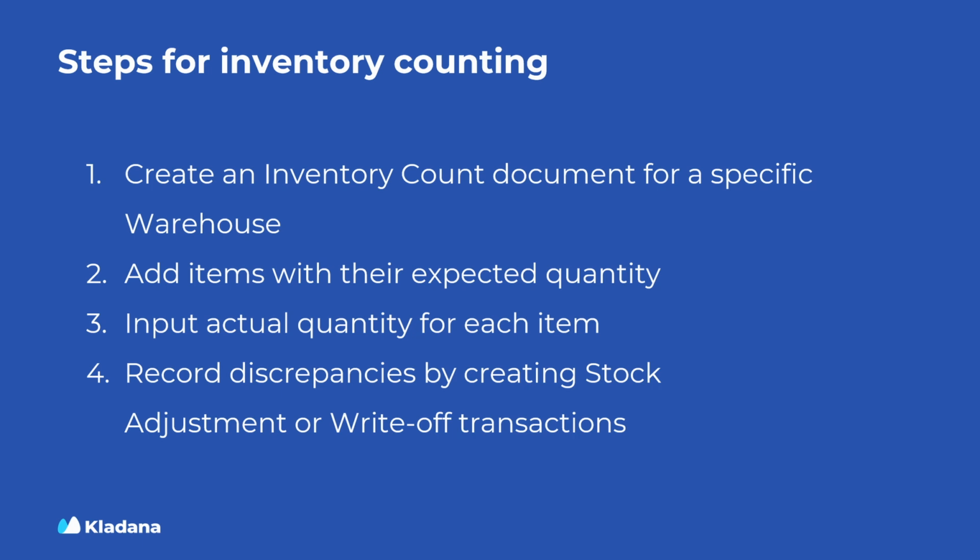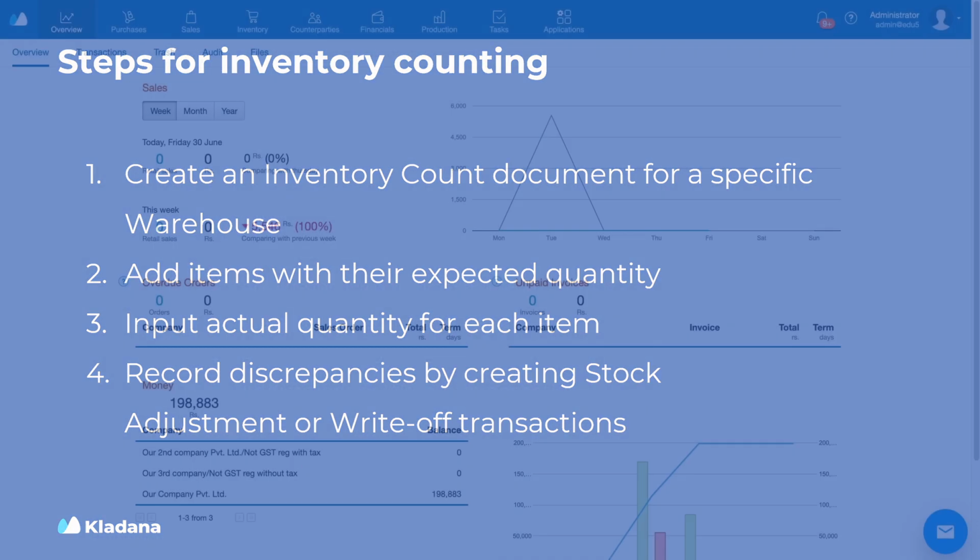To count inventory, you need to do the following. Create an inventory count document and fill it with the expected quantity for a specific warehouse. You can choose all items from the warehouse or add only chosen items. After that, count and fill in the actual quantity for each item and create stock adjustment and write-off to record discrepancies. I'll show you how it looks in Kladana.